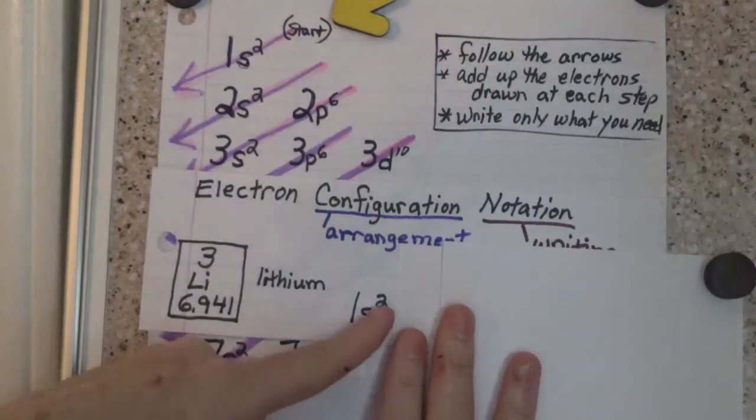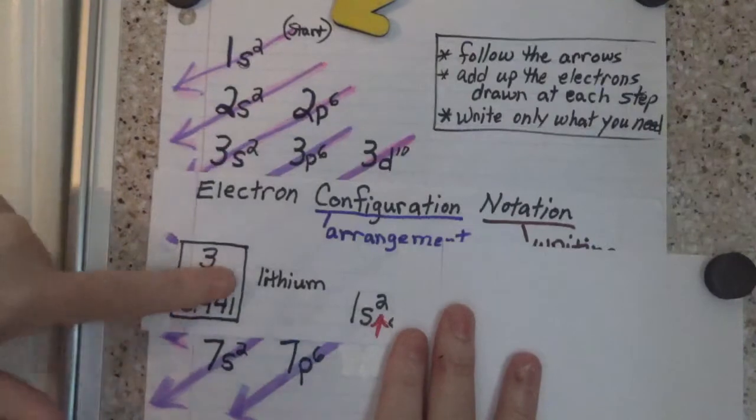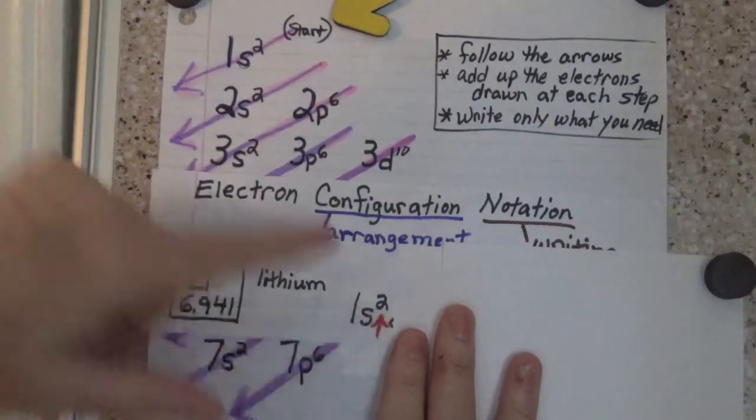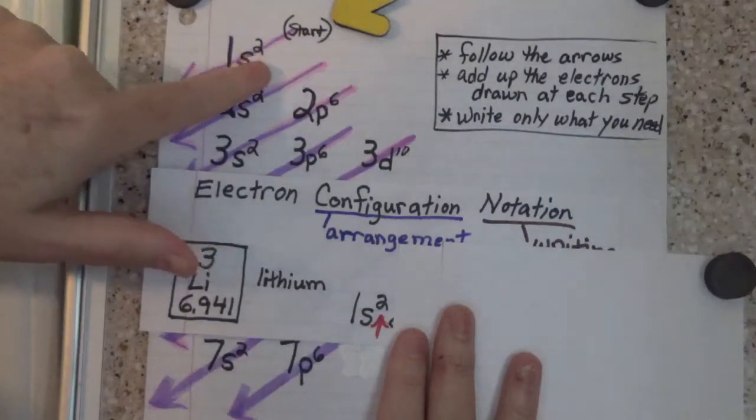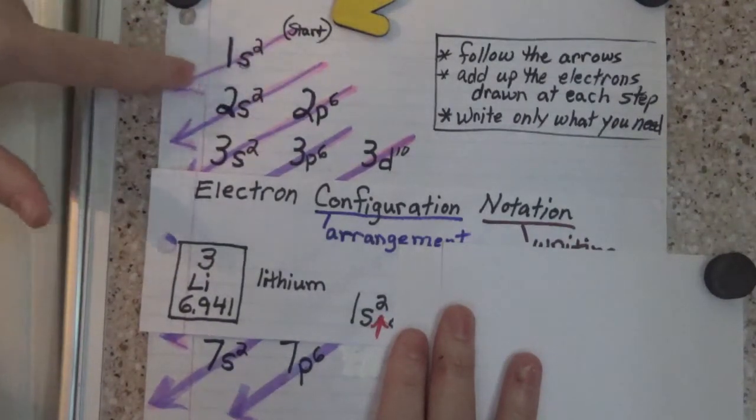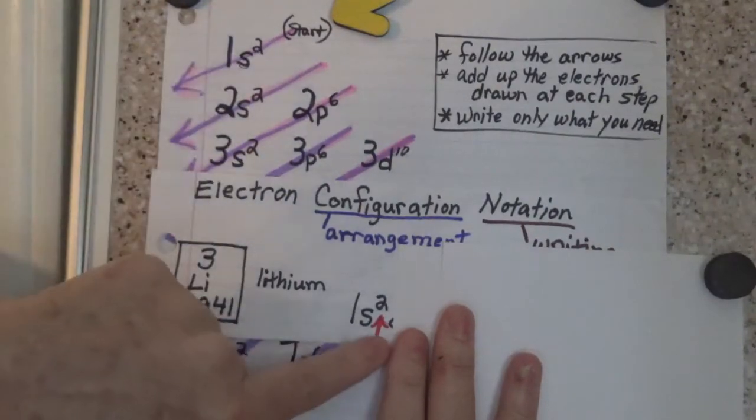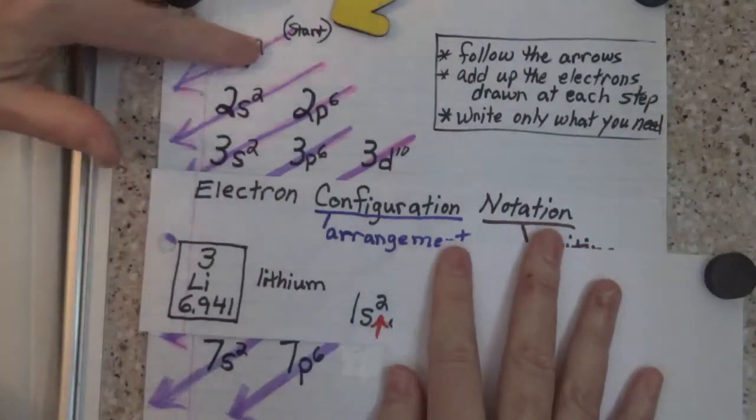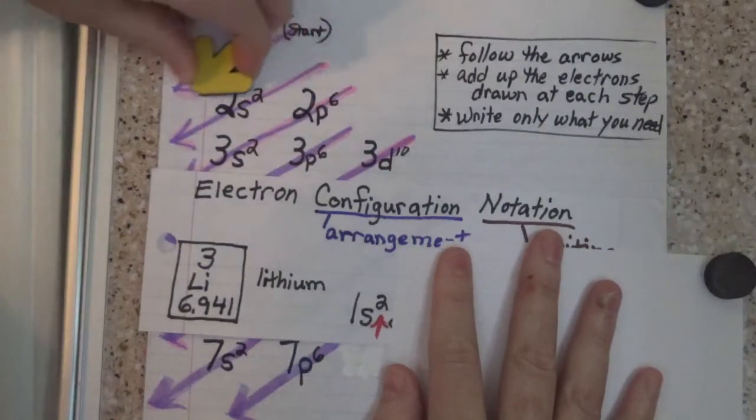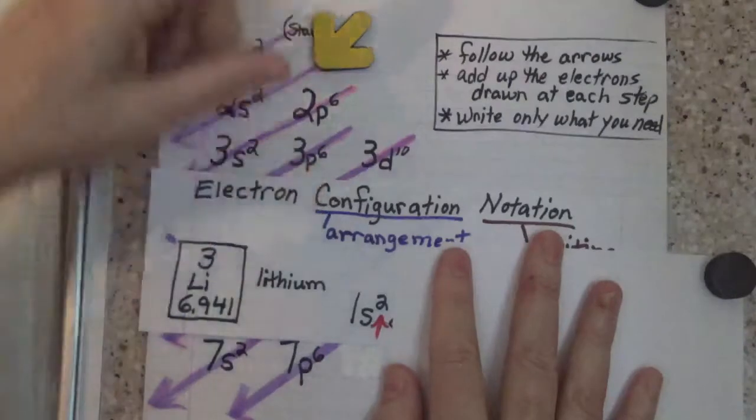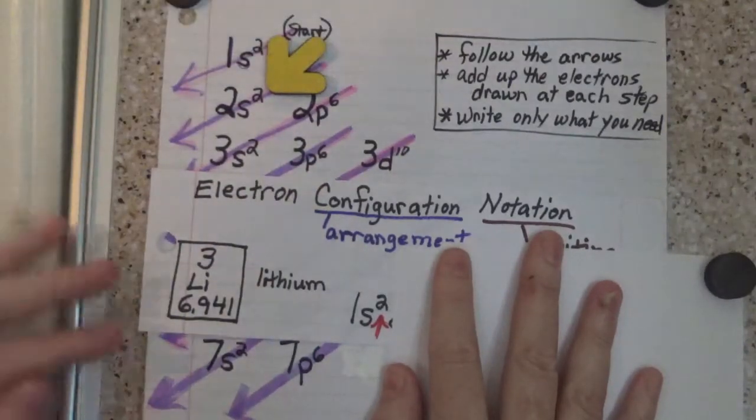All right, and notice it's 1s2. Lithium needs 3 electrons, so you know we have to have both the first and second electron possible, which are in the 1s sublevel. In the 1s sublevel, there are 2 electrons. After 1s2, follow the arrow, go all the way to the end, come back to the beginning of the next arrow, and notice that brings us to the 2s2.